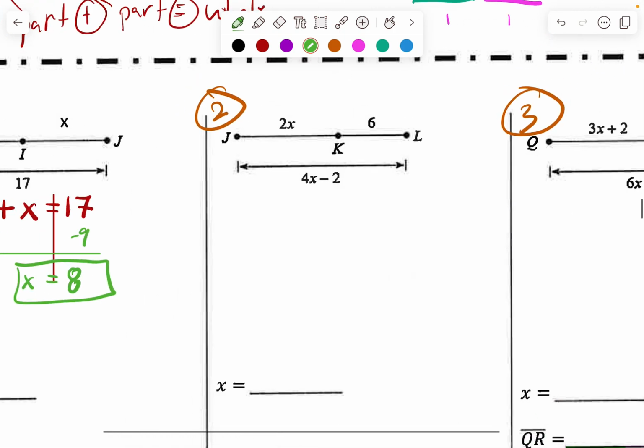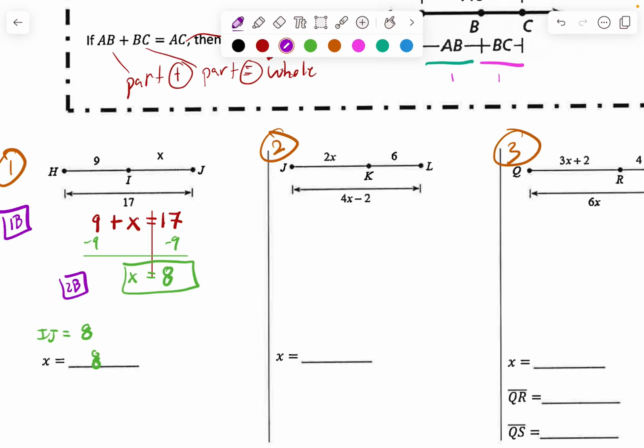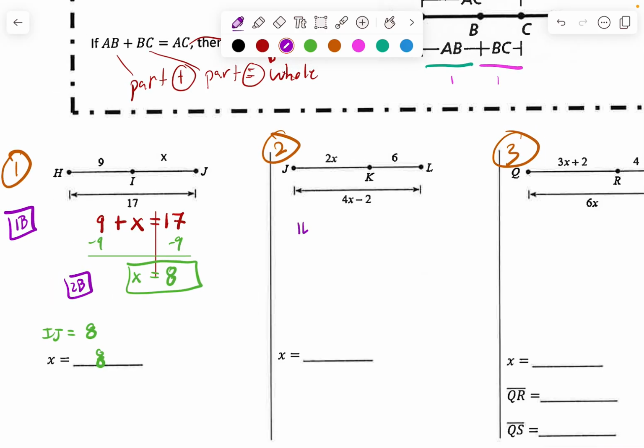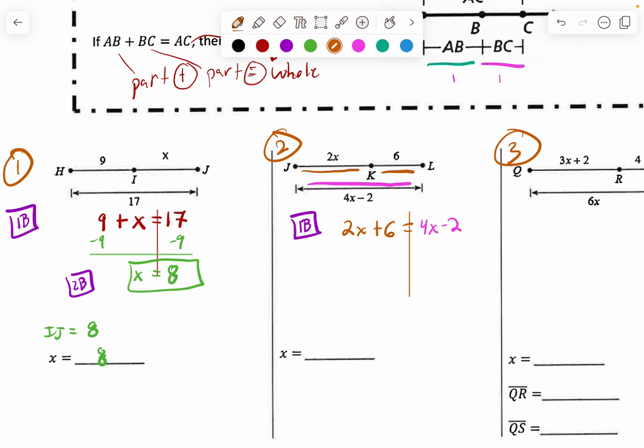So let's look at 2. We're going to use the same format. Our 1b skill is setting up the equation. So our equation for this one will be your part, 2x, plus your other part, 6, equals, now let's find the whole thing in pink here, 4x minus 2. And now that we have part plus part equals whole, we can balance this equation. The goal, remember, is to get x on one side. So I'm going to subtract 2x. You could have done a lot of things there. I just chose to subtract 2x. As long as we get the same answer at the end, we're cool.